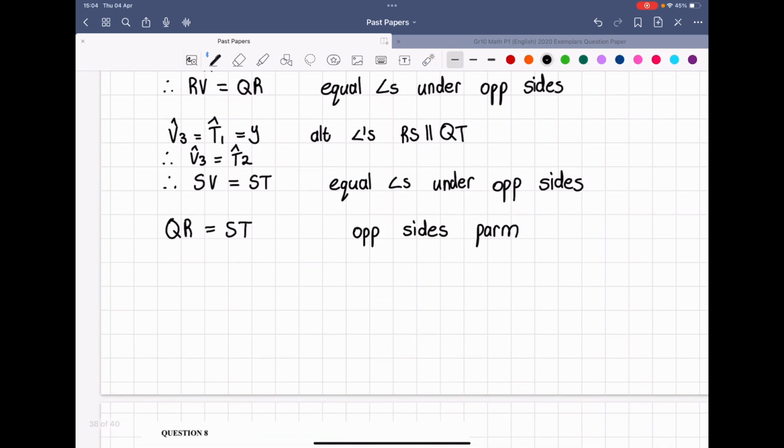So I'm going to start by saying that VS is equal to RQ is equal to RV. Therefore, RS is equal to 2RQ.